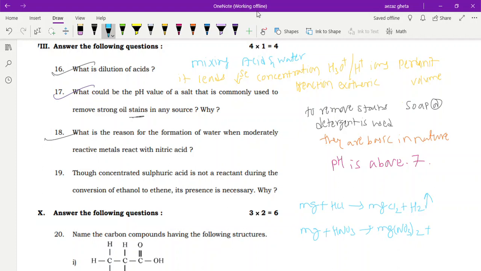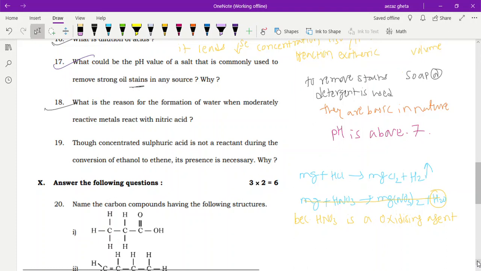Okay, and water will form. Why will water form? The main reason is that nitric acid is an oxidizing agent. See, this reaction is not important to write. I'm just explaining to you what exactly happens here, so understand it properly. It is an oxidizing agent.